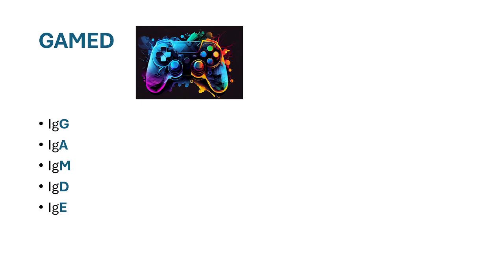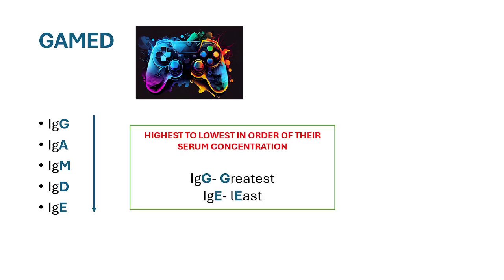We know there are immunoglobulins like IgG, IgM and IgA, the most commonly encountered immunoglobulins. But when it comes to the order of the serum concentration, it can be confusing. Not anymore, because we have this mnemonic: GAMED, as in someone playing a game. Also remember, G is for the greatest and E in least is for IgE.